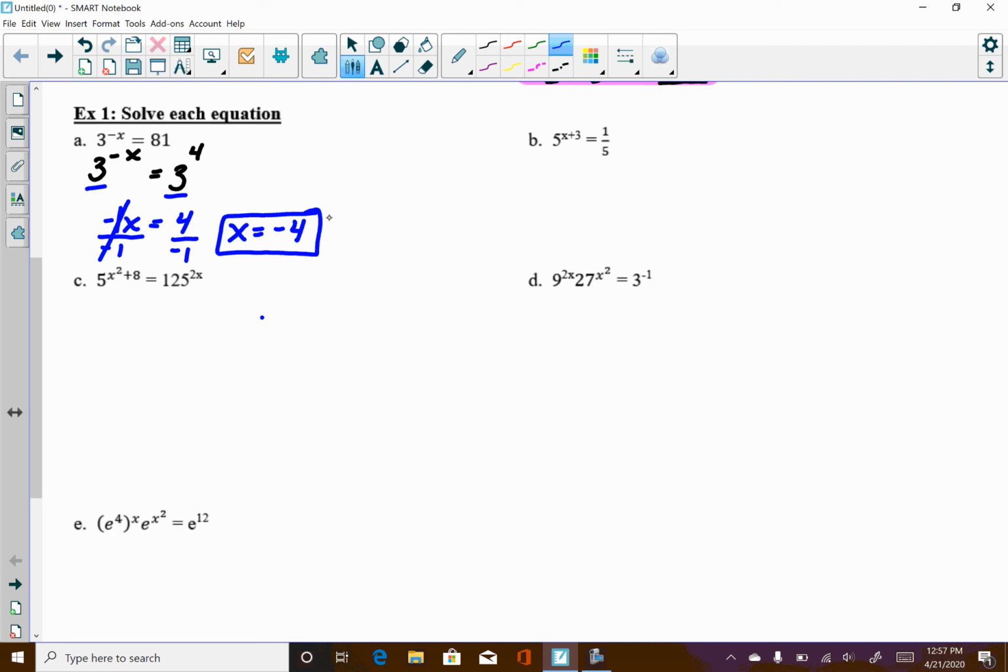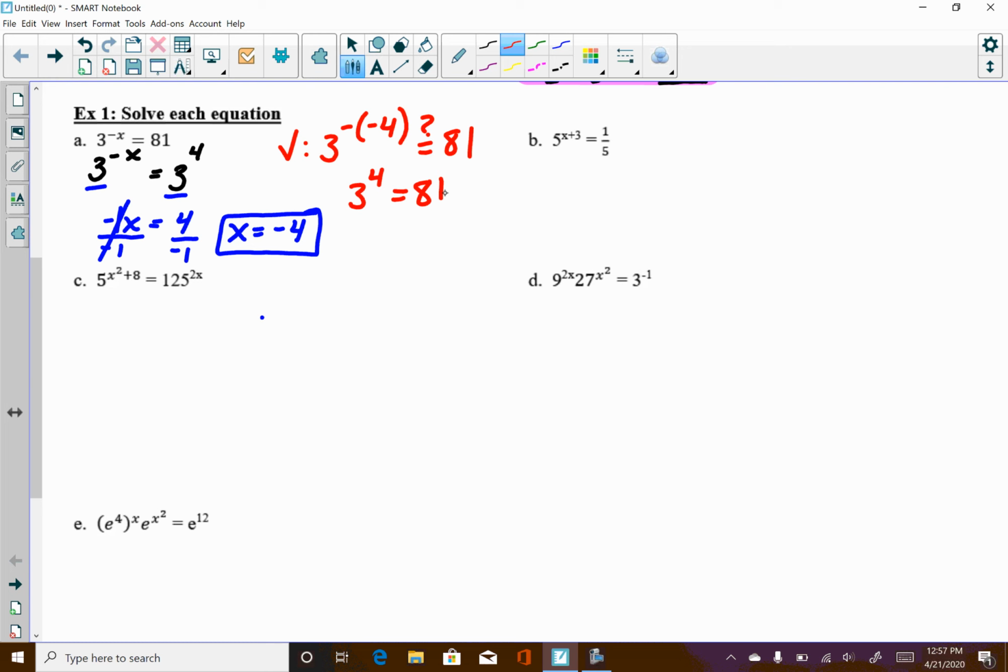Final answer. And you can always go back and check yourself on these. So for the check here, it would be 3 raised to the negative x, so -4. And you're asking yourself, does that equal 81? And 2 negatives side by side, sure enough, give me a positive, and 3 to the 4th is definitely 81. Okay, so I won't bother checking the rest of them, but I'm just trying to show you here, you can always check your answers.